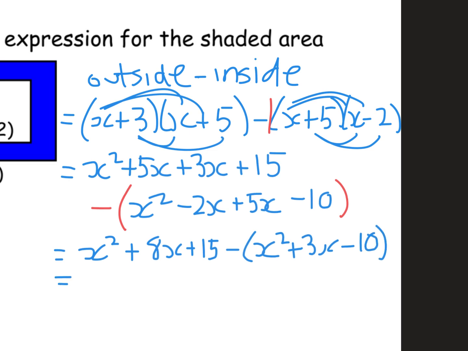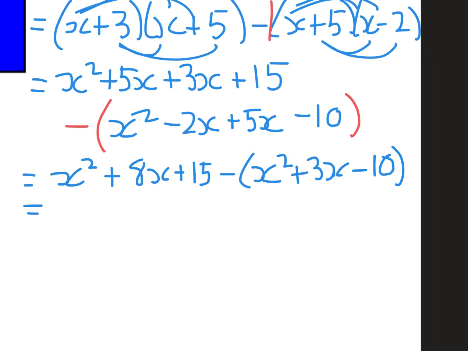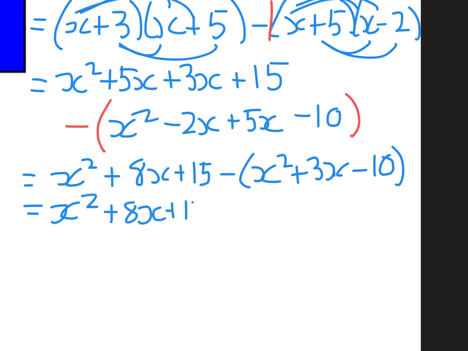Now, I have to take away each of these things individually, or essentially multiply this second bracket out by minus 1. I can do it in 2 steps, or I can do it in 1 step. Let's do it in 2, just to show a wee bit extra work in. So the first bit's not being touched just now. So x squared plus 8x plus 15, right?